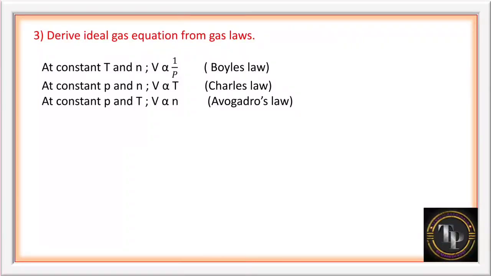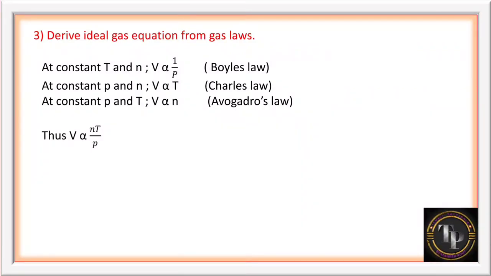Combining all these things, carefully see: V is inversely proportional to P, V is directly proportional to T, V is directly proportional to n. By combining all these, what will you get? V is directly proportional to n and T divided by P. That is, V is directly proportional to nT divided by P.